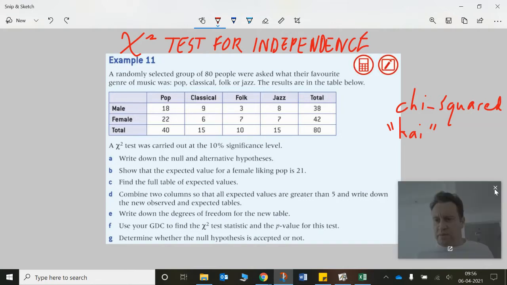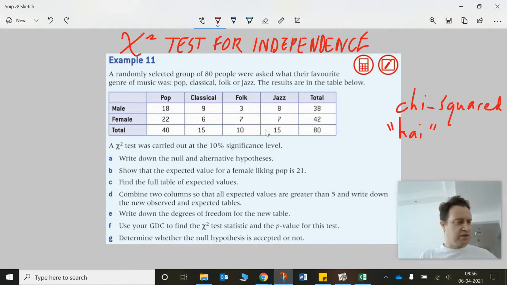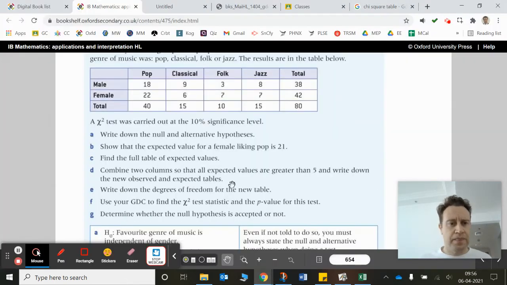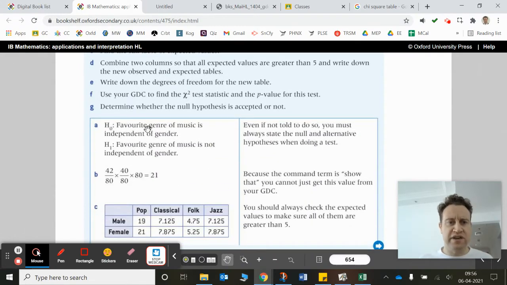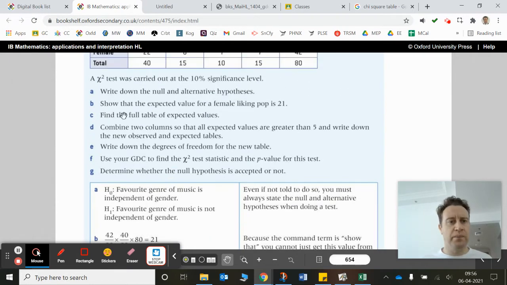So let's have a go at this then. Let's keep me on screen because I'm doing all this on the calculator. Write down the null and alternative hypotheses. We've already talked about those. So H0: favorite genre of music is independent of gender, and H1: favorite genre of music is not independent of gender, or in other words, is dependent on gender. Part B: show the expected value for a female liking pop is 21.